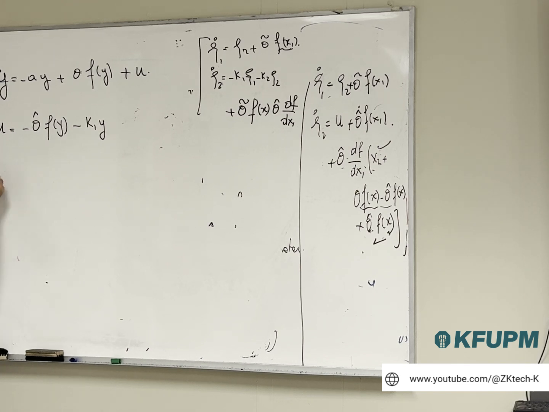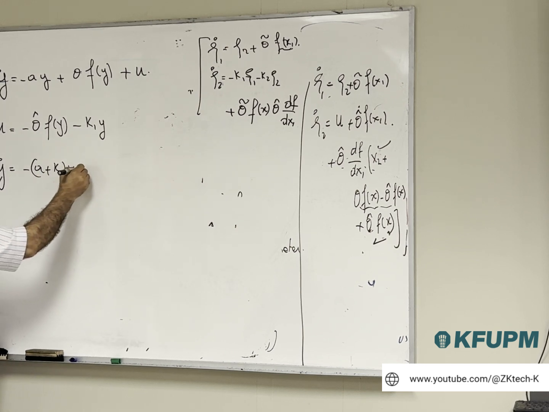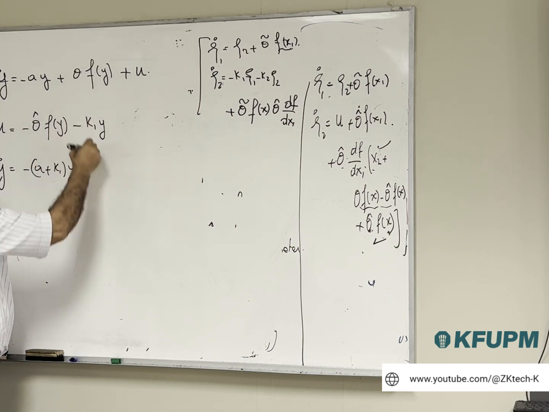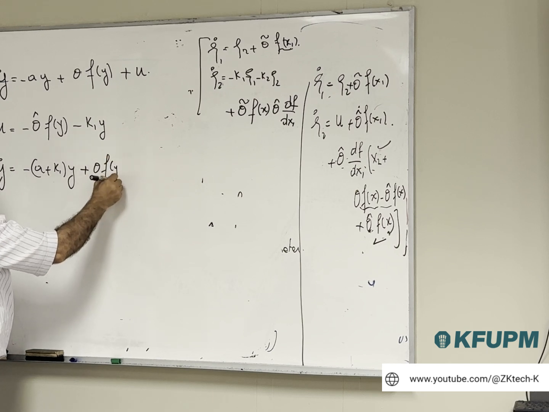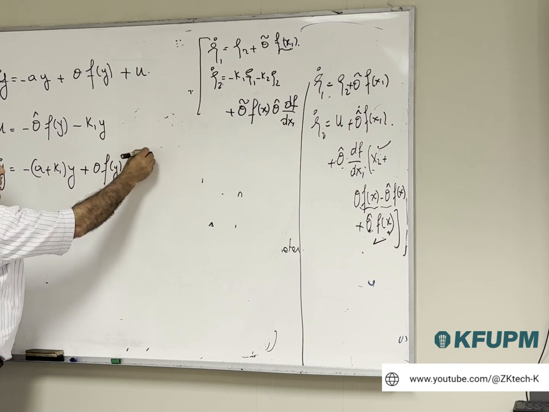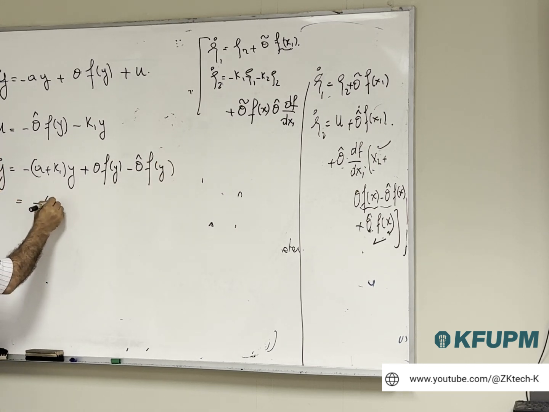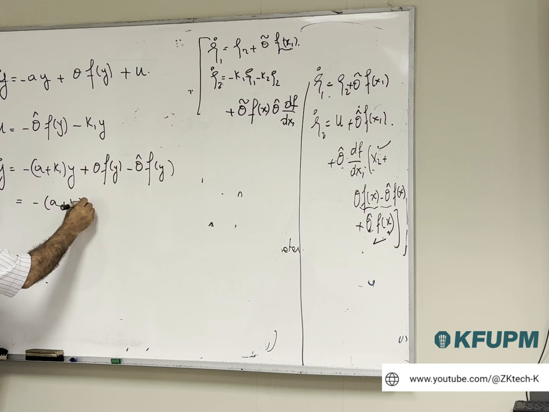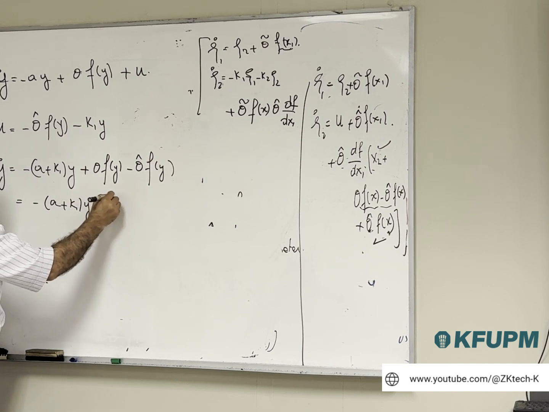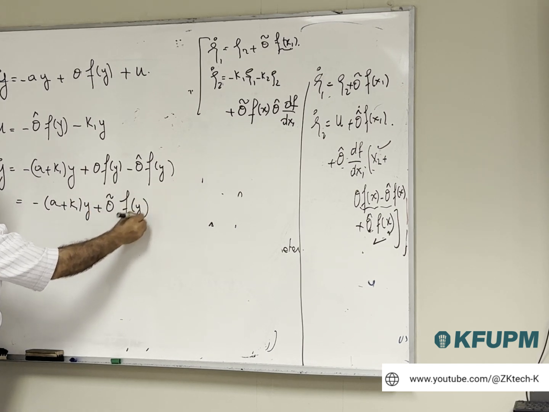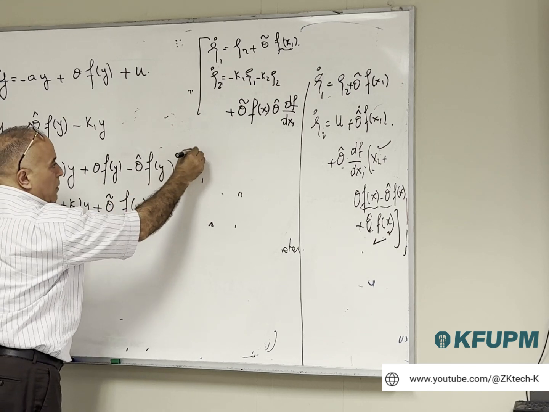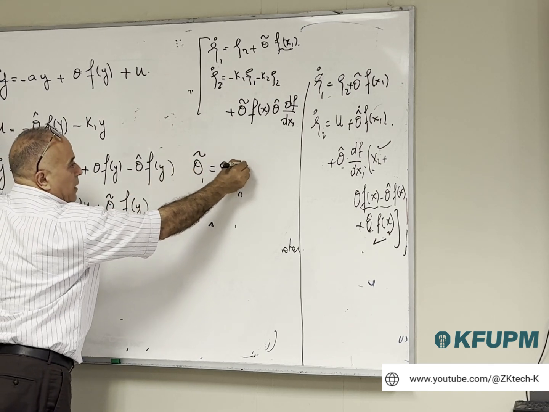So y prime then will be equal to minus a plus k1 multiplied by y plus theta minus theta hat multiplied by f of y. So your dynamic equation is equal to minus a plus k1 times y plus theta tilde multiplied by f of y. Theta tilde for us is equal to theta minus theta hat.